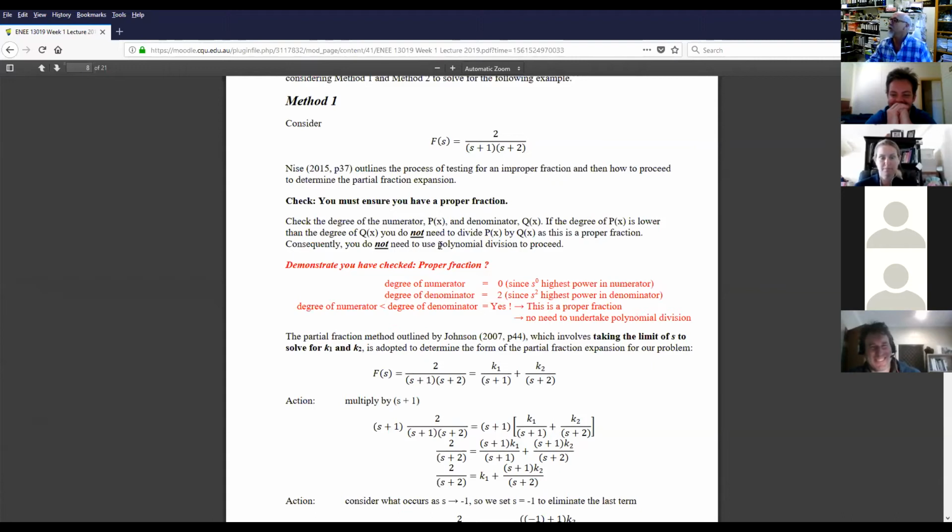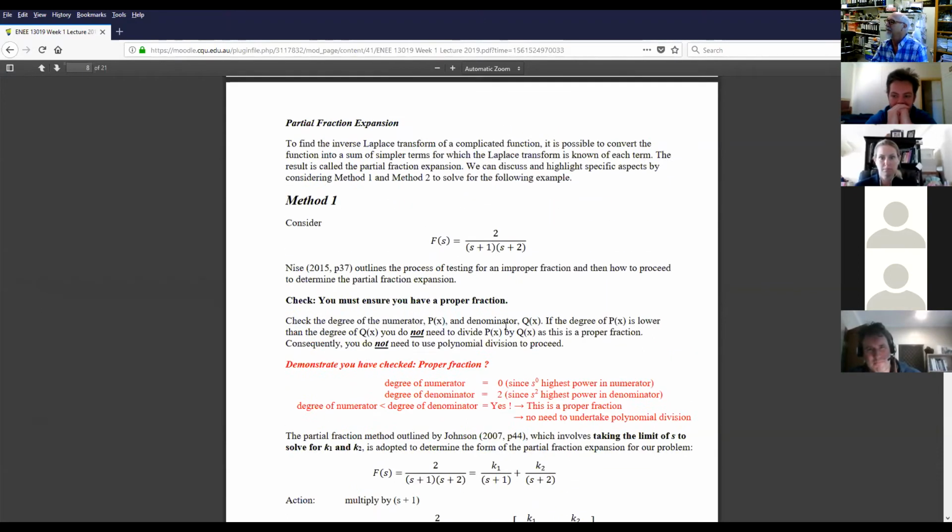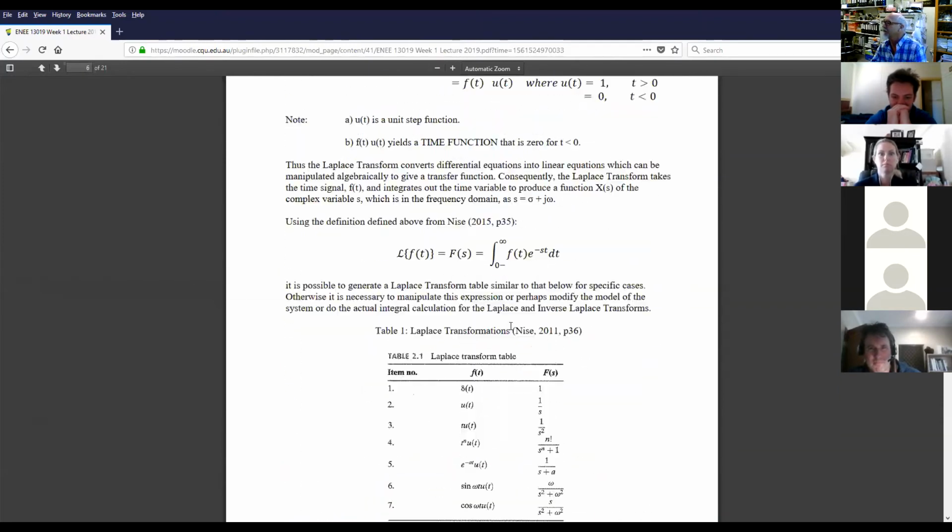The point of the matter is that you have to test that. That's why it's in red. Demonstrate you have checked. That's why I wrote it in red. So you need to do this kind of check to make sure that the partial fraction that you're going to get from that, remember that thing that you've got is not the partial fraction.